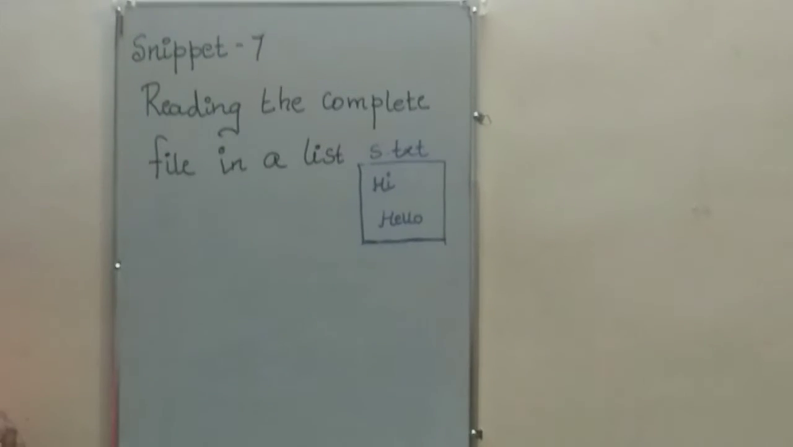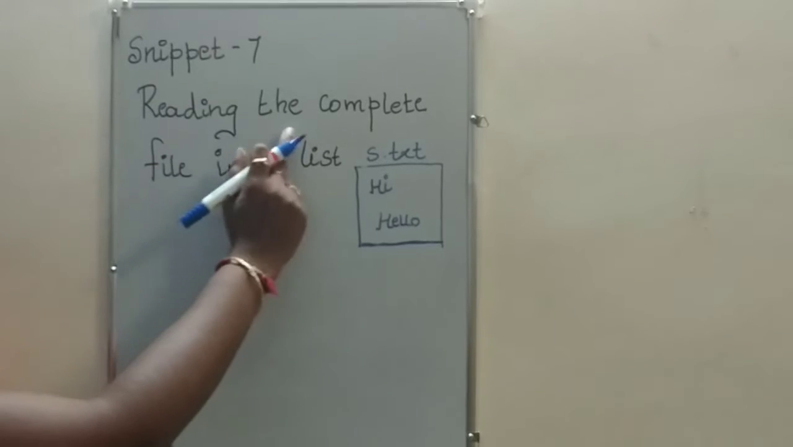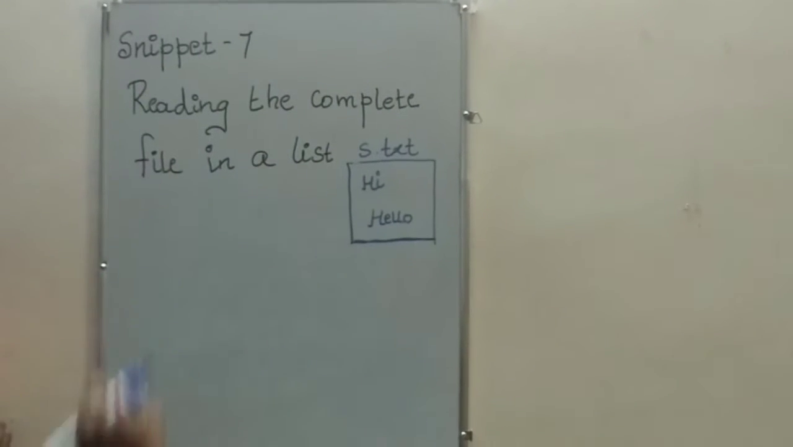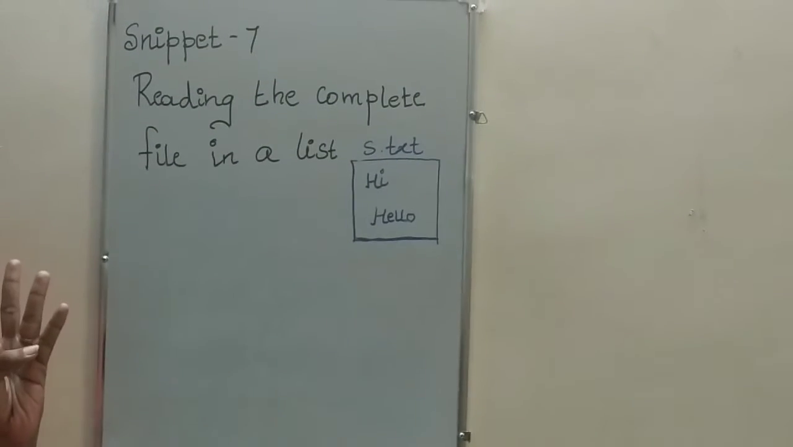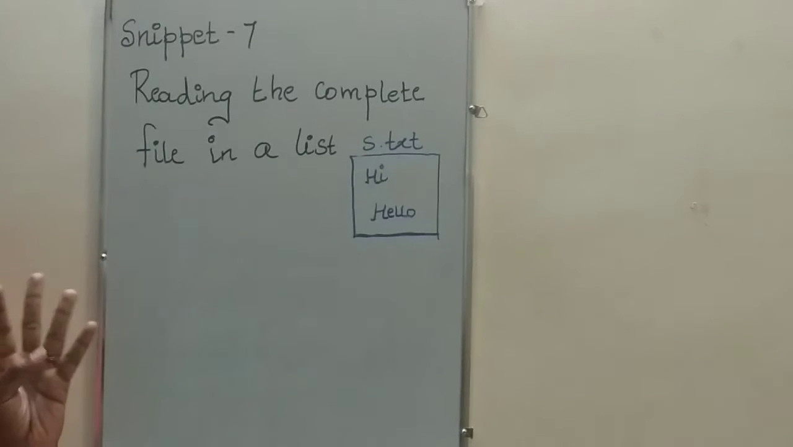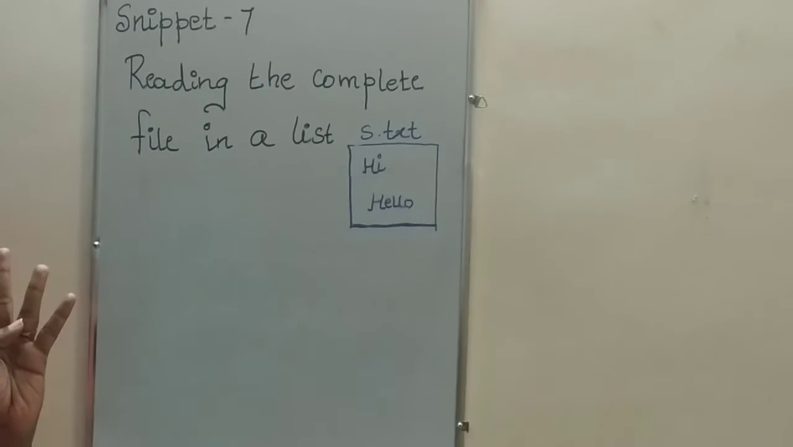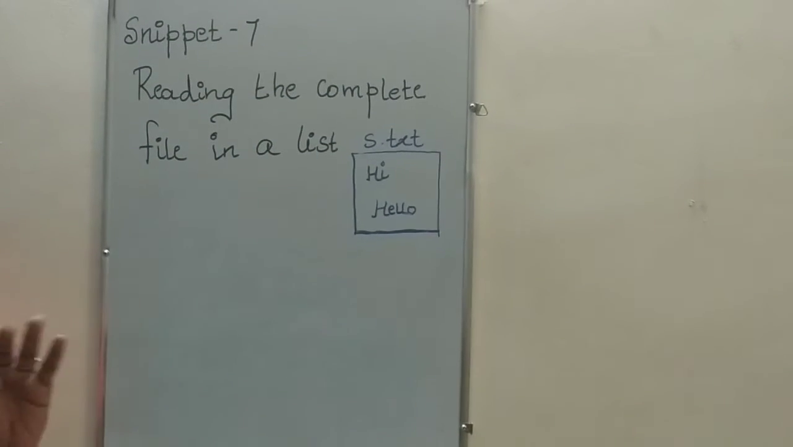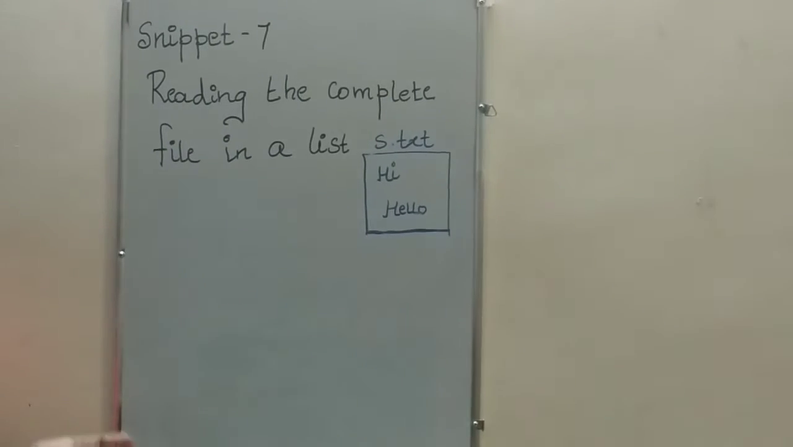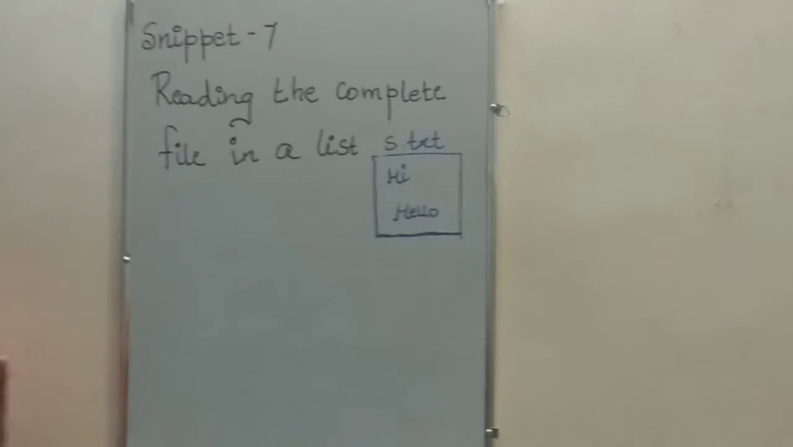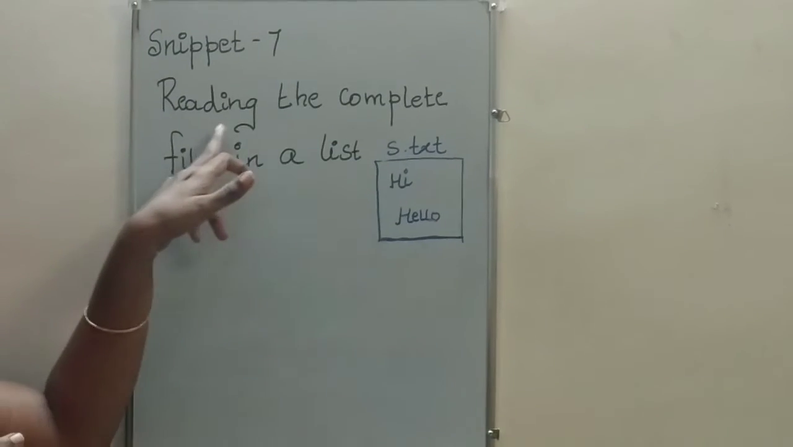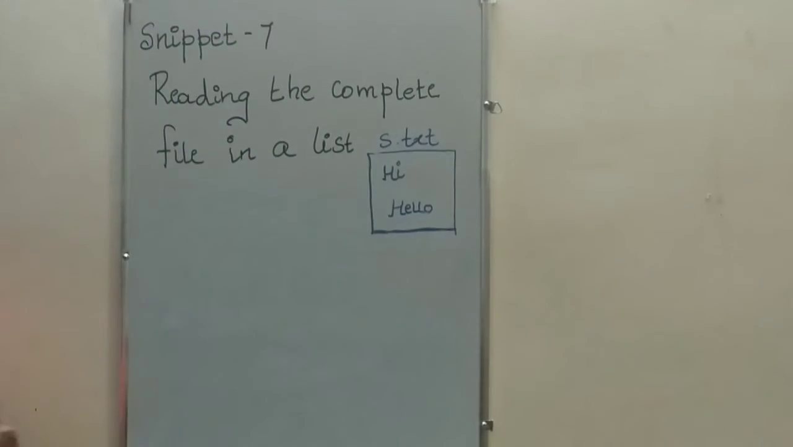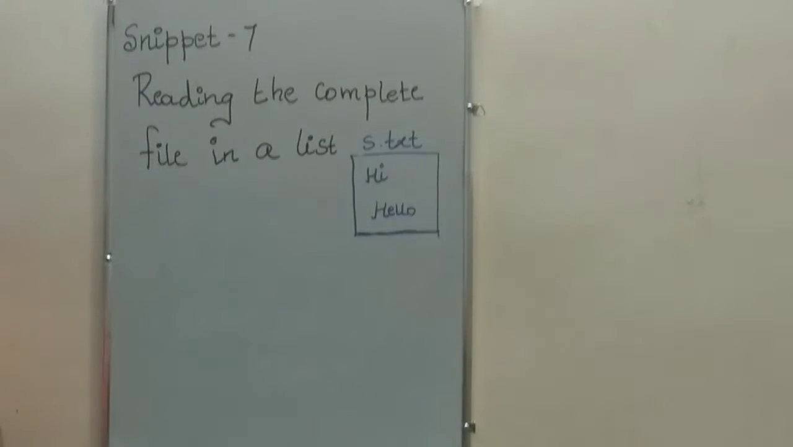Snippet 7. Read the question. Reading the complete file in a list. To read a file, we have three methods: read, readline, readlines. Read will read up to the utmost byte. Readline will read a particular line. Readlines will read the complete file and store it in a list. This is the difference between the three methods. Here they ask you to read the complete file in a list. So the last method, you have to use the readlines method.